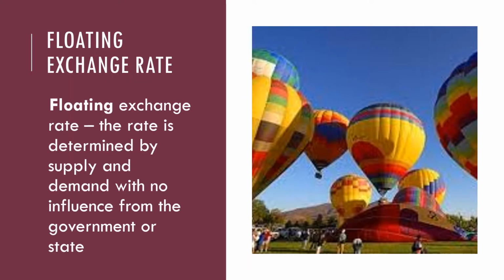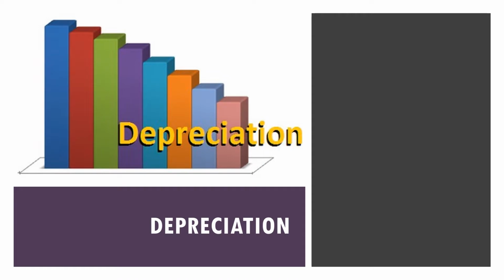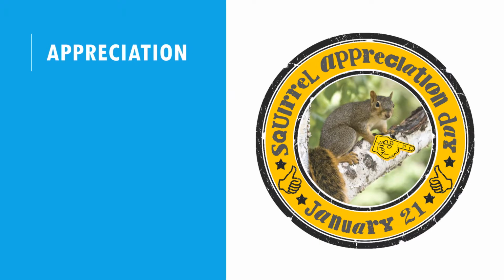Now, a floating exchange rate is one where the value of the currency is determined by the interactions of supply and demand, with no influence from the government or state. And if the value of a floating exchange rate decreases, we call that depreciation. The value weakens or goes down. If the value goes up, we call that appreciation. The currency is strengthened.